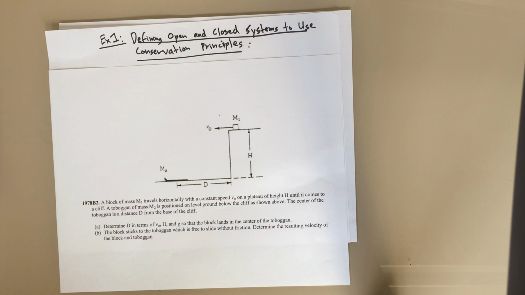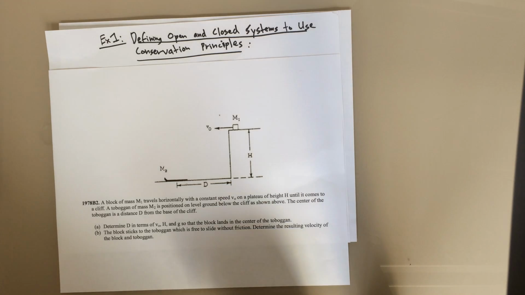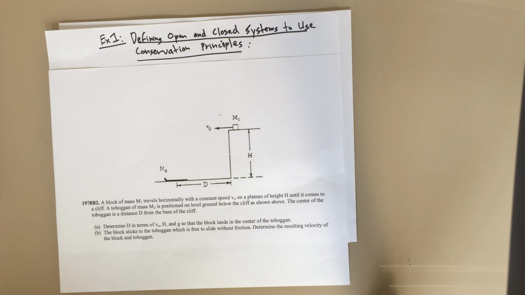A block of mass m1 travels horizontally with a constant speed v0 on a plateau of height h until it comes to a cliff. A toboggan of mass m2 is positioned on level ground below the cliff as shown above. The center of the toboggan is a distance d from the base of the cliff.